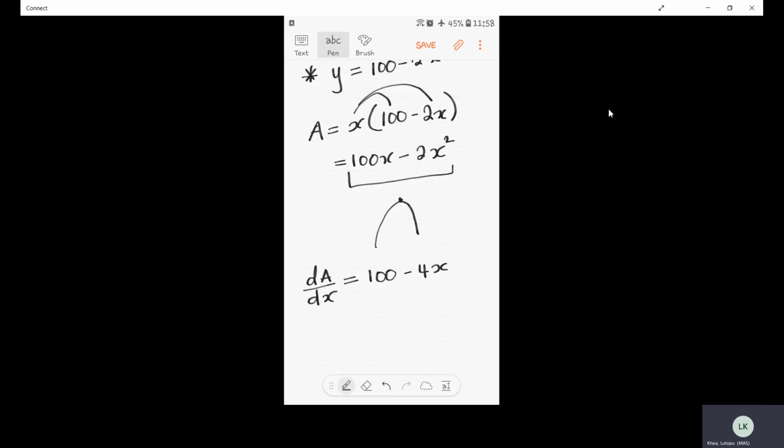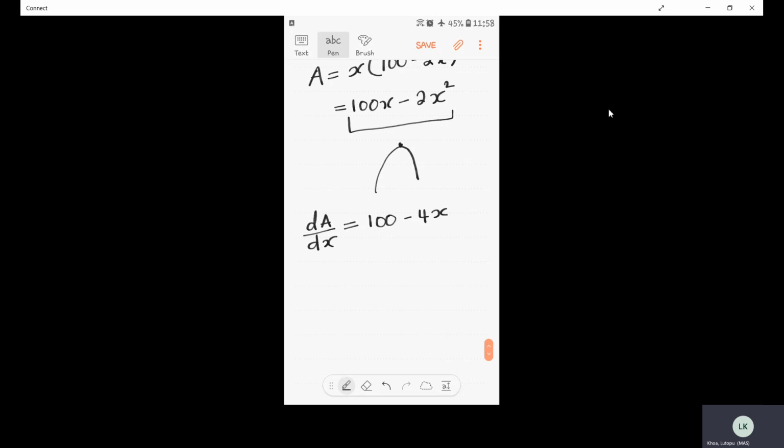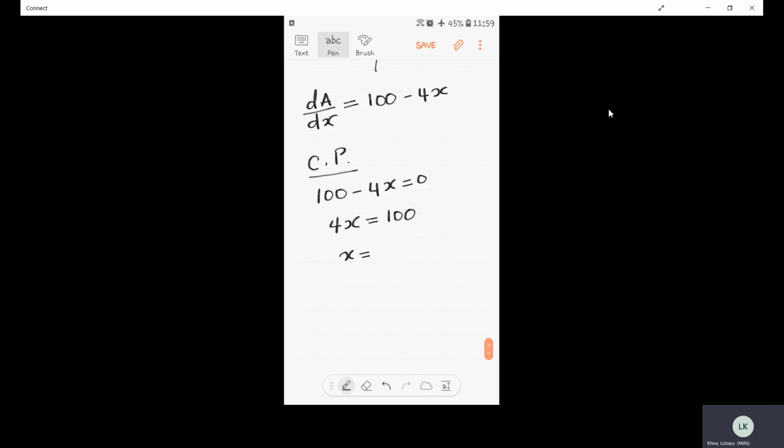Okay, then the critical point happens where the first derivative is equal to 0. So for the critical point, we say 100 minus 4x is equal to 0. This means that 4x is equal to 100, and therefore x is equal to 25. So now that x is equal to 25, I need to use the second derivative to test if indeed this is a maximum point.